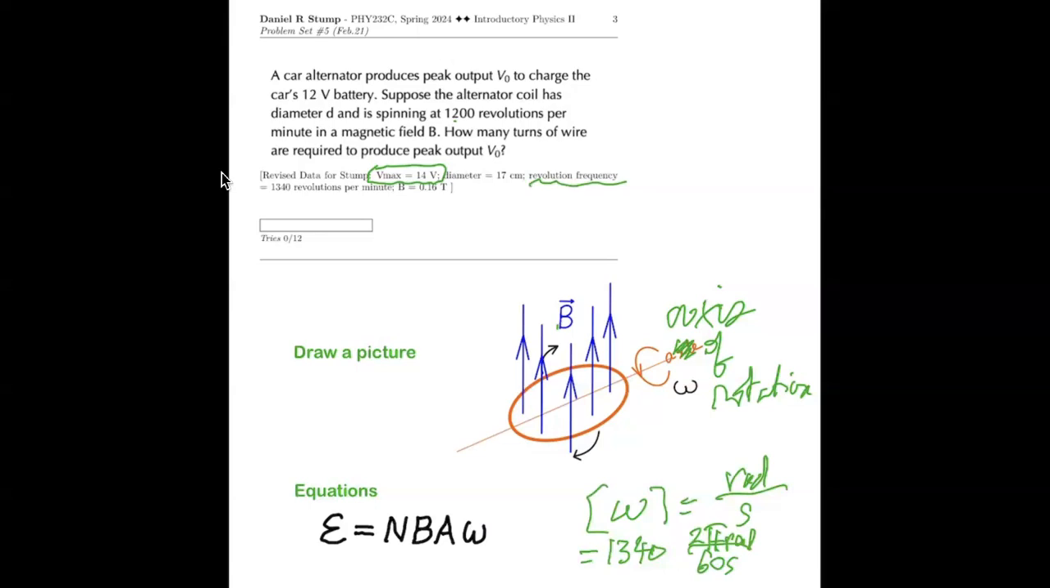Now, is this electromotive force the maximum electromotive force, or is this the RMS electromotive force? Actually, this equation is the RMS force. What you're supposed to figure out is the peak voltage. So you want to convert from RMS to maximum.